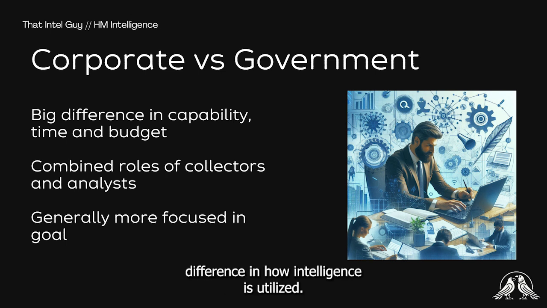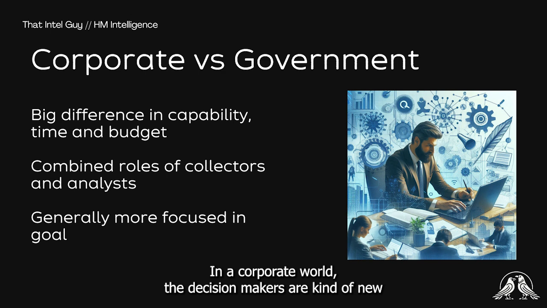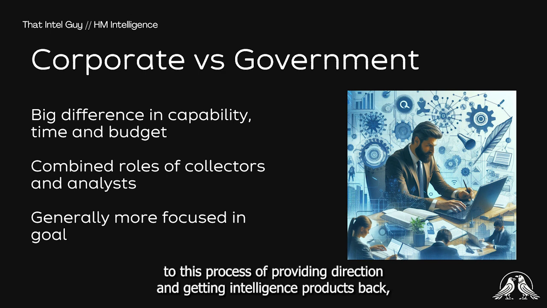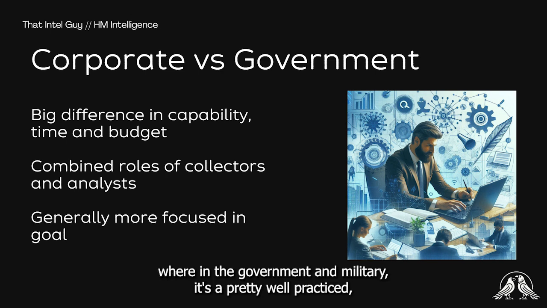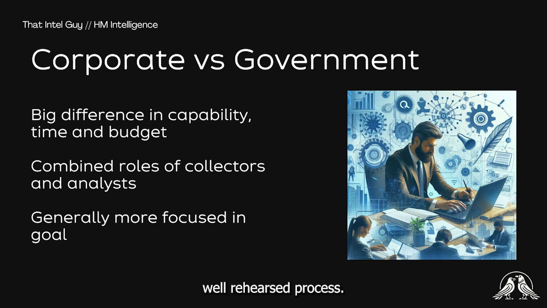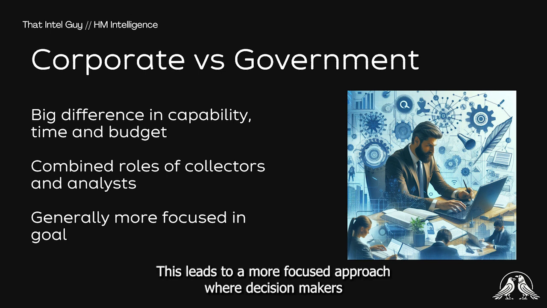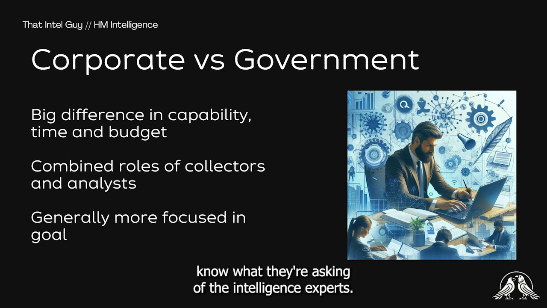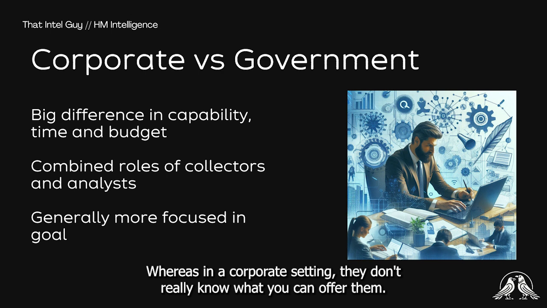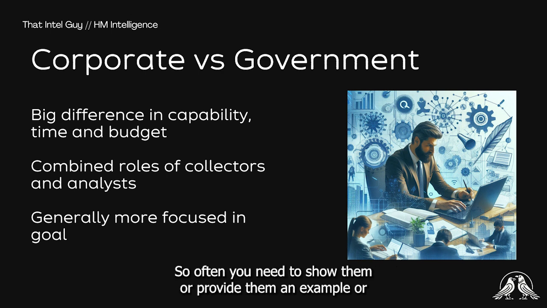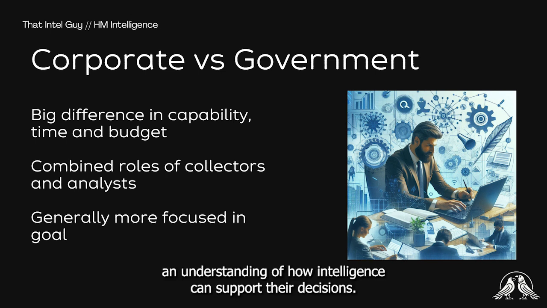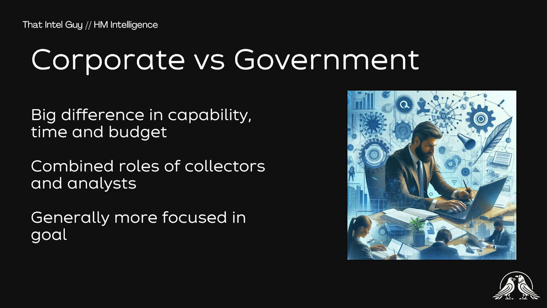There's also a big difference in how intelligence is utilised. In a corporate world, the decision makers are kind of new to this process of providing direction and getting intelligence products back, where in the government and military, it's a pretty well-practiced, well-rehearsed process, so they better understand it. This leads to a more focused approach where decision makers know what they're asking of the intelligence experts, whereas in a corporate setting, they don't really know what you can offer them, so often you need to show them or provide them an example or an understanding of how intelligence can support their decisions.